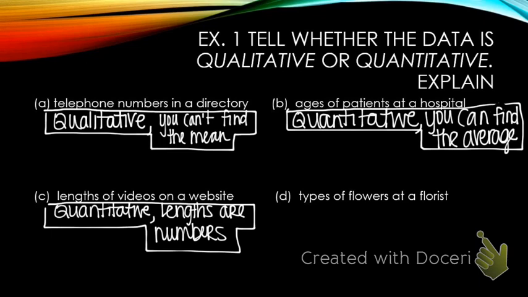Now, last but not least, this one should have been like 2 seconds flat. Types of flowers at a florist. What is it? Qualitative. These aren't even numbers. Flowers are not numbers. So this one is absolutely qualitative. And what is a perfect explanation for this? Flowers aren't numbers. Beautiful.